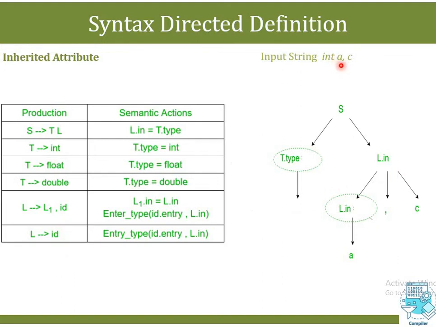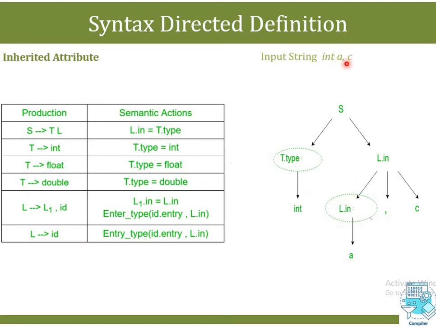Now for this input string, if you construct the parse tree, it will be like this. Initially the starting symbol is S, and S will be expanded to T L. Then T will be expanded to int. Then L will be expanded to L comma ID, because we should expand it in such a way that it matches with the input string.